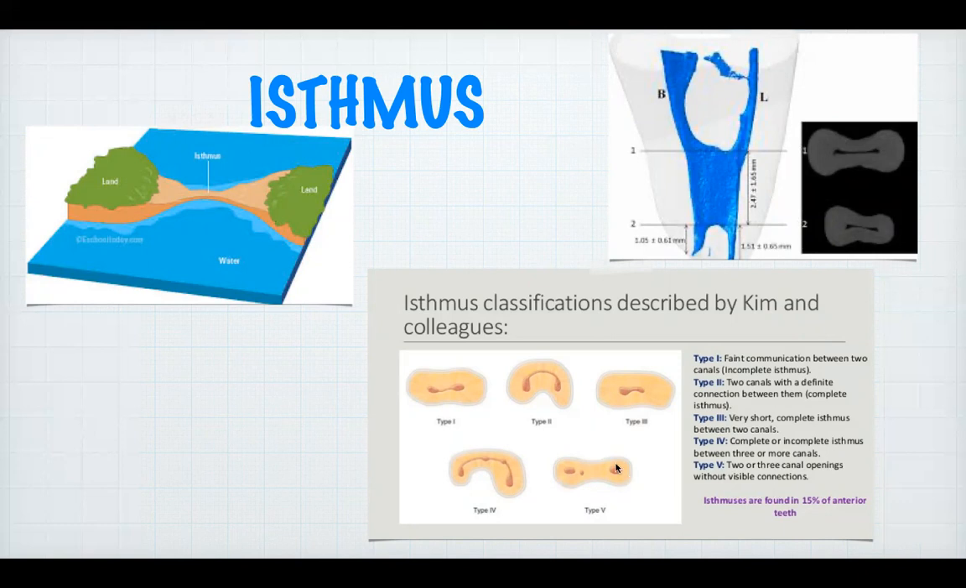And one more MCQ which can come is that isthmus is found in 15% of the anterior teeth. And on the location of the tooth, it has varied presentation on the basis of length. For example, if we cut the tooth at 1 mm, we can get some amount of isthmus. Up to 4 mm, we can get some amount of isthmus in different teeth.